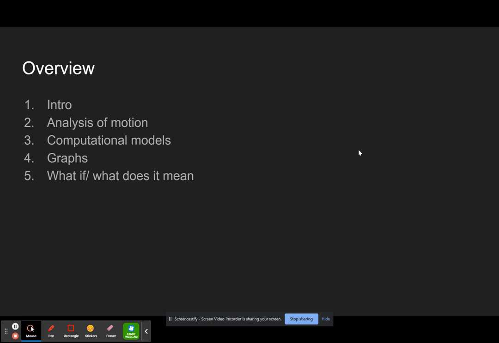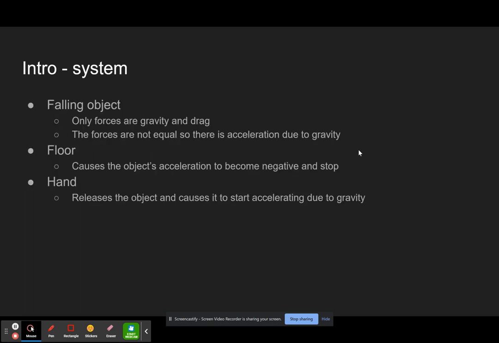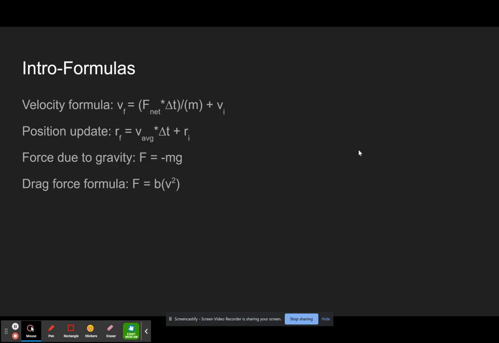So here's the overview, all the topics we're going to hit. Next, we're going to intro. The intro, we have the system here. It consists of a falling object, which is a Tupperware lid in my case, the floor, which is going to stop the acceleration, the hand that releases the object, and then also the air the object is moving through, which is what's going to create that drag force.